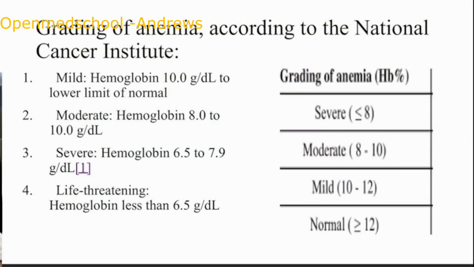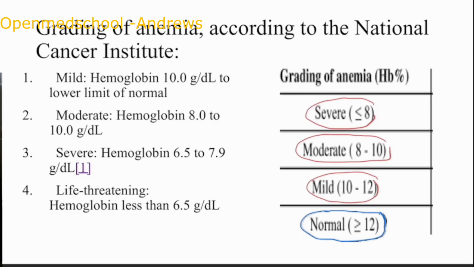So here you can see you can grade the anemia depending upon the hemoglobin level. Normal, easy to take it as more than 12 grams. Depending upon the age and sex there is a difference, but conventionally you can take more than 12 as normal. We say mild anemia when the hemoglobin is between 10 and 12 grams, and moderate when it is between 8 and 10, and severe anemia when it is less than 8, and life-threatening anemia when the hemoglobin is less than 6.5.